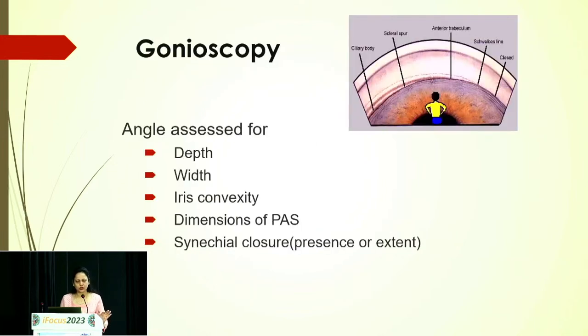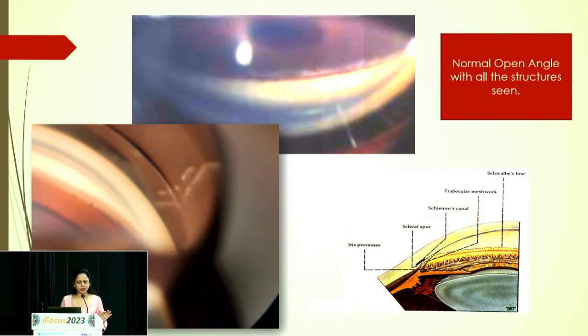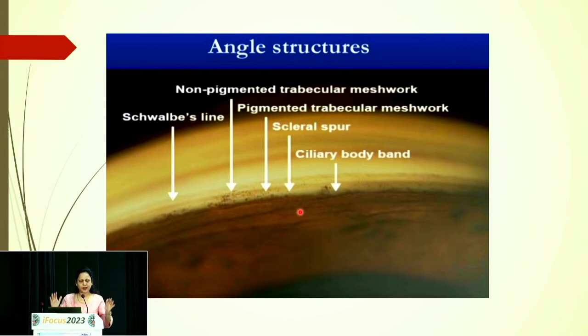So these are the things which you are going to assess for an angle. Just putting it together for the assessment again, this schematic representation, and this is the clinical picture you see here. This is the trabecular meshwork. Then from here, it goes the scleral spur, the processes, and the ciliary body. Two pictures are given for your use. Now again, a magnified view of that particular picture. You start with the Schwalbe's line, then comes the non-pigmented anterior TM, then pigmented posterior TM, scleral spur, and ciliary body band. Once you master this technique, these angle structures, doing MIGS is never going to be a problem for you.